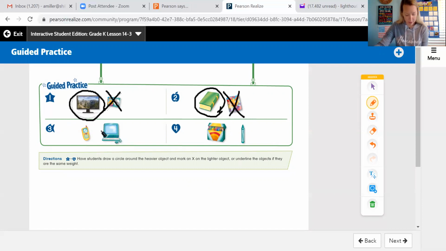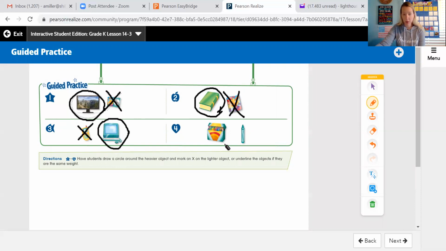All right, number 3. This one's a little bit tricky because they kind of look like toys, but we are going to pretend or say that this is a toy phone and this is a computer or a laptop. So which one would be heavier, a laptop computer or a toy phone? If you said laptop computer, you are correct. So that means the toy phone would be lighter. So put an X on the toy phone.